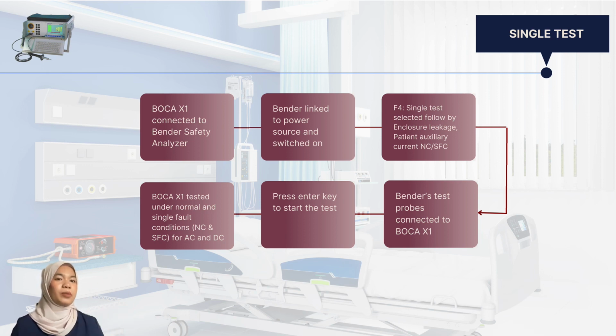In the main menu, followed by enclosure, leakage, and patient auxiliary current for normal condition and also single fault condition. After selecting the preferred leakage current option, the Bender's test probe will then be connected to Boca S1. And then we need to press the enter key to start the chosen test.